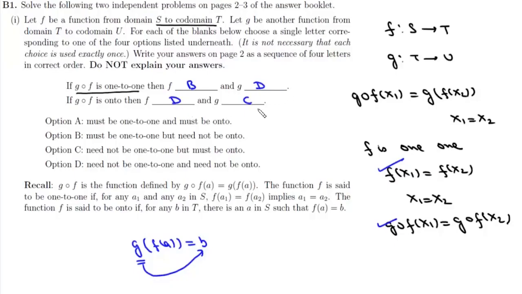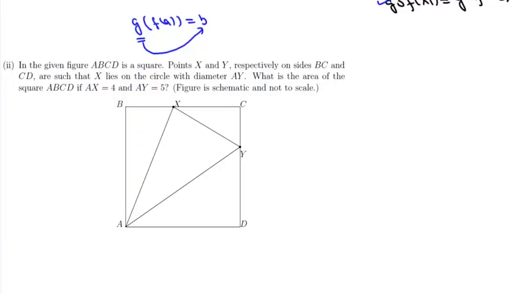Now the second part of question 1 is, we have this square whose side length is, suppose, x, and points X and Y respectively on sides BC and CD such that X lies on a circle with diameter AD. So that means this angle is 90. If this angle is 90 and this is suppose theta, it will be 90 minus theta, and again it will be this theta. Now it says AX is 4, AY is 5, so this value must be 3.